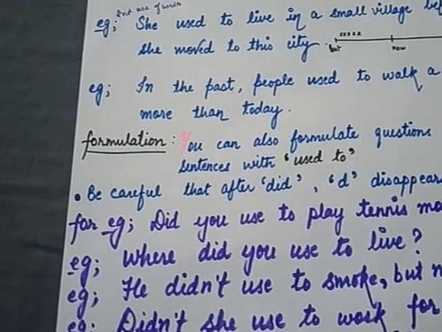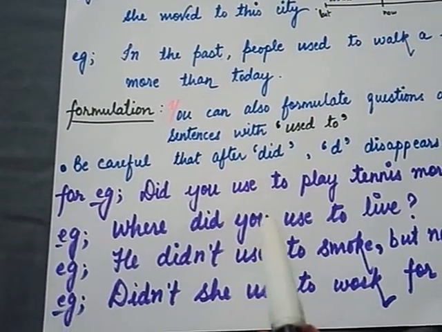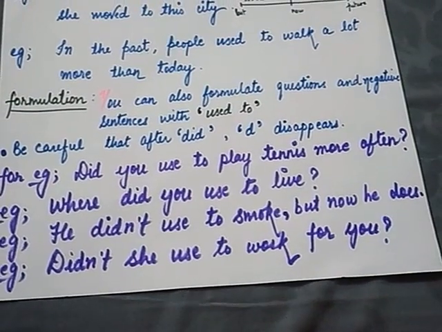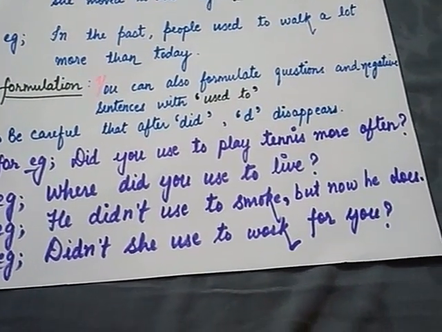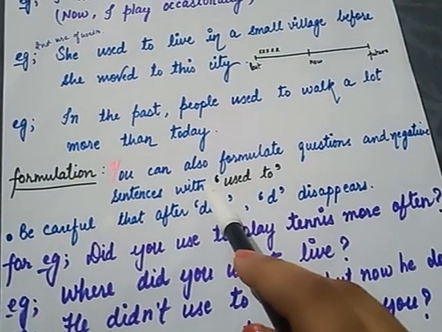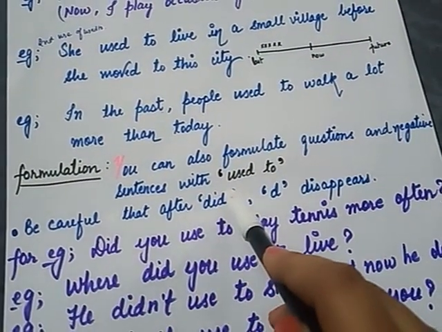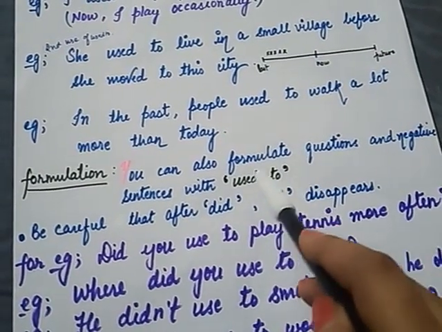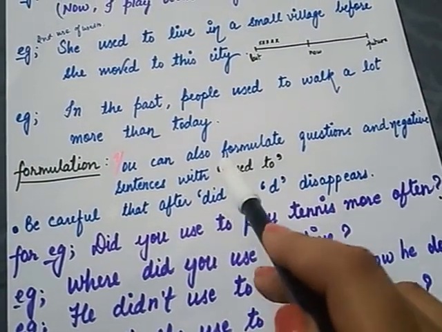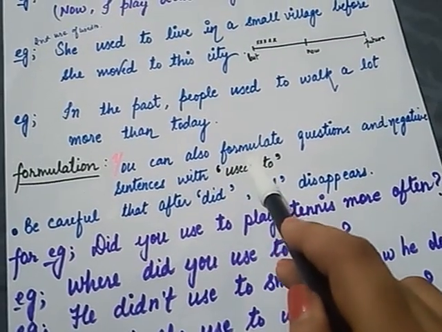Now let's take a quick look at how to make negative sentences and questions with used to. This is one place, children, where a lot of students make mistakes. You can formulate questions and negative sentences with used to. But as the note says, be careful that after did, the D disappears. D disappears in used to. Whenever you use did, and with did you are using used to, then this D will be removed.